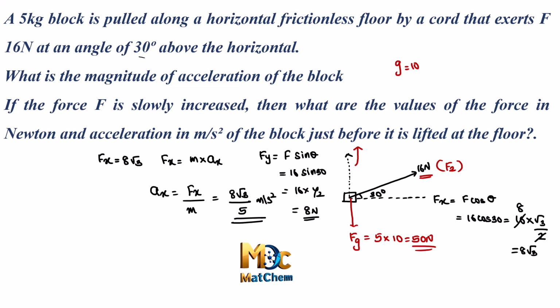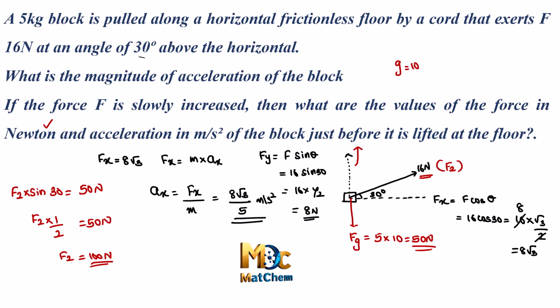That means the component of the force along the y-axis should be equal to 50 Newton. If F2 is the amount of force that is applied at an angle of 30 degree with the horizontal, its y component will be equal to F2 sin 30. That should be equal to the force acting vertically downward, that is 50 Newton. What is sin 30? F2 into 1 by 2 is equal to 50 Newton. That is, F2 is equal to 100 Newton. So the value of the force should be equal to 100 Newton.